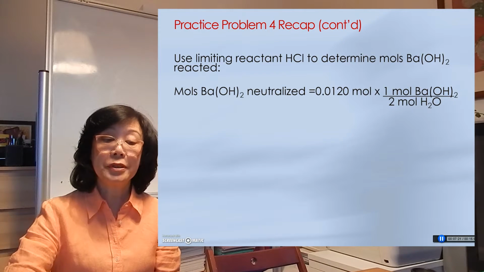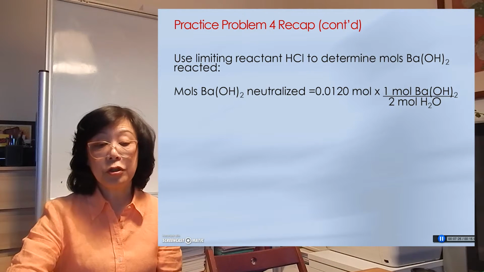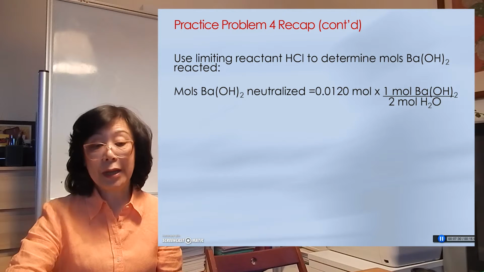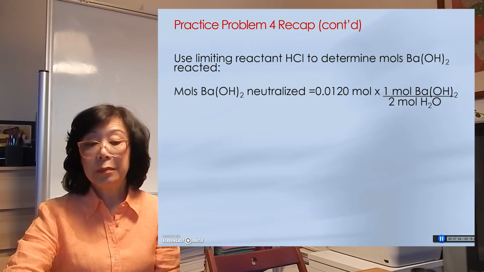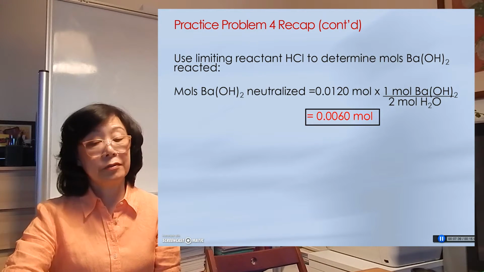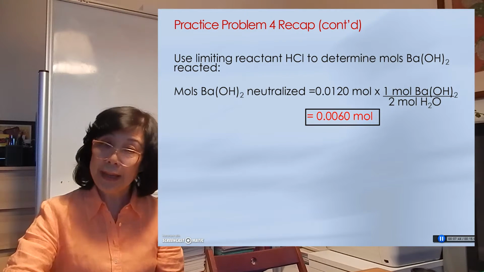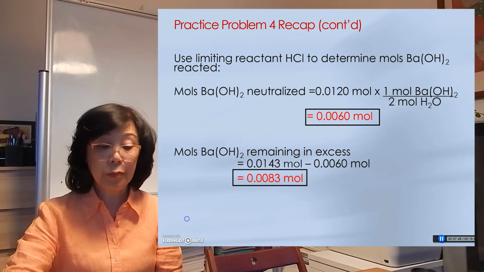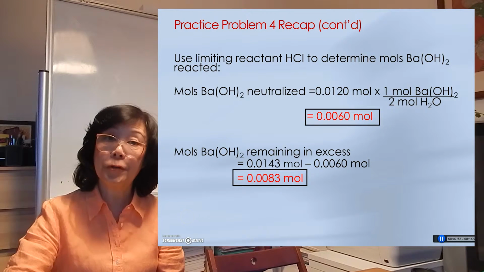So now we can use the limiting reactant, HCl, or the product to determine how many moles of barium hydroxide has reacted. We take the 0.0120 mole of water produced, multiply that by the mole ratio of 1 to 2, and we calculate 0.0060 moles of barium hydroxide reacted. Subtracting that from the given amount, we now end up with 0.0083 moles of the barium hydroxide left over.